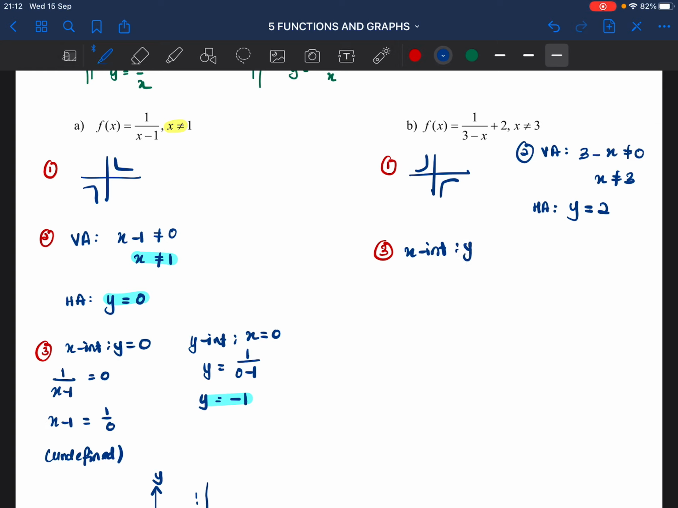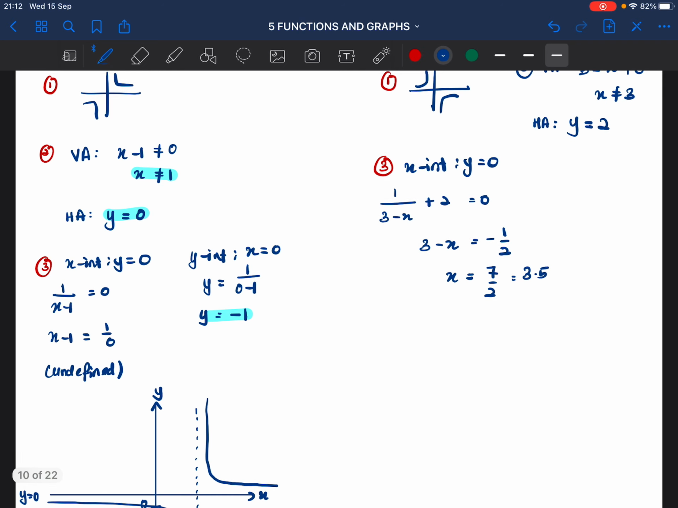Okay, so for the third step is we have to find the x-intercept and y-intercept. Okay, let's quickly find our x-intercept, which is when y equals to 0, we are going to have 1 over 3 minus x plus 2 equals to 0. And then we will have 3 minus x equals to negative 1 over 2. X is equals to 7 over 2. Which is equals to 3.5.